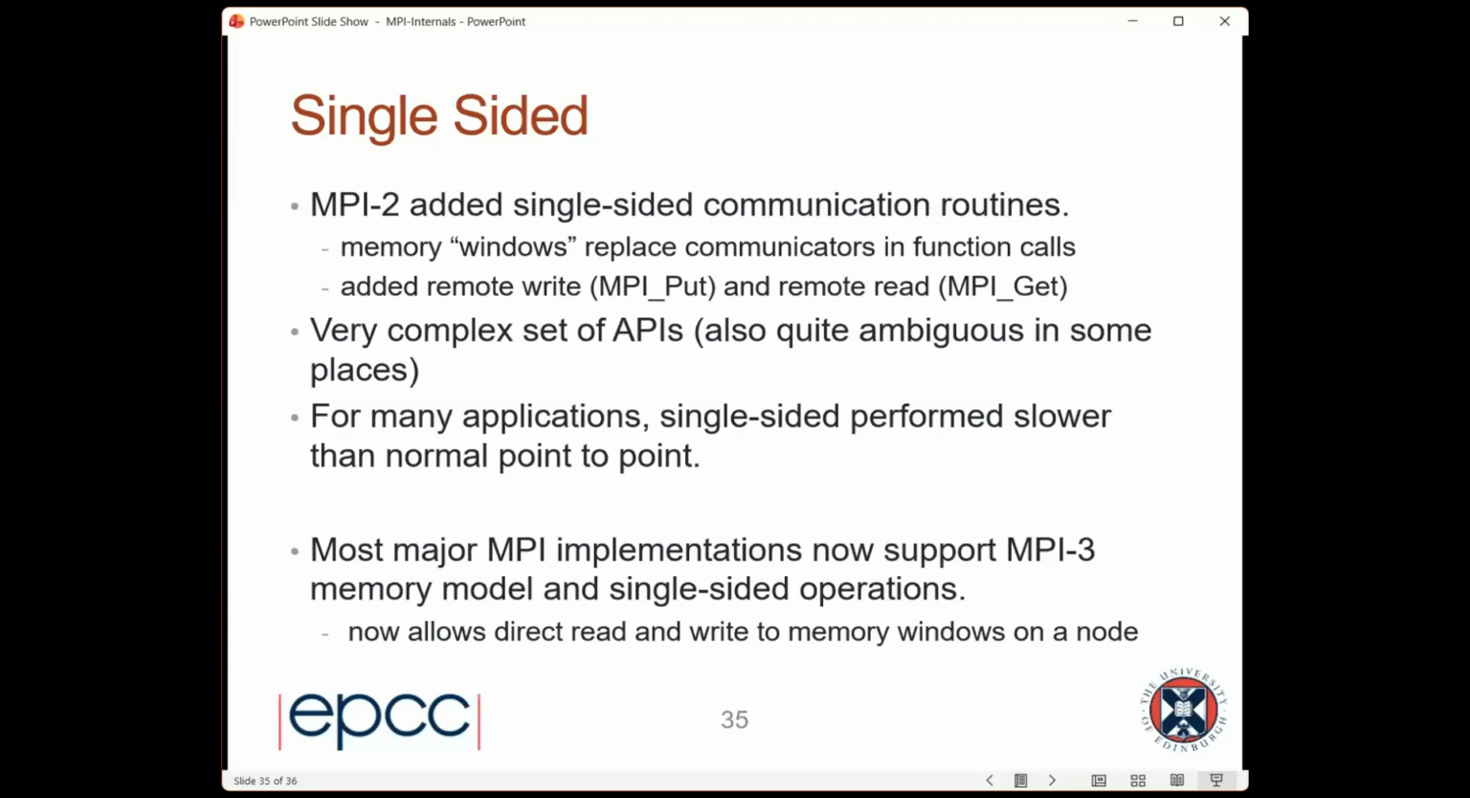So we're not going to cover single-sided MPI puts and gets, but we will cover a small part of that functionality, the part which allows you to read and write directly to another process's memory on the same node, on the same shared memory node, and we'll cover that at the end. And I think that is useful, which is why I still retain it in the course.